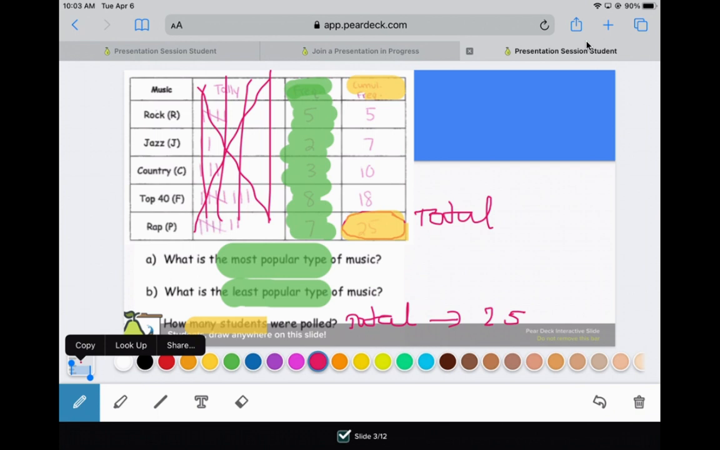students being surveyed. Okay, so when we look for the most popular, that means we look for the highest number. So if you look for the highest, the most popular would be the top 40 because that's the one with the highest frequency. And then the least popular would be the one with the smallest number, which is jazz. So that's how I answer the questions.